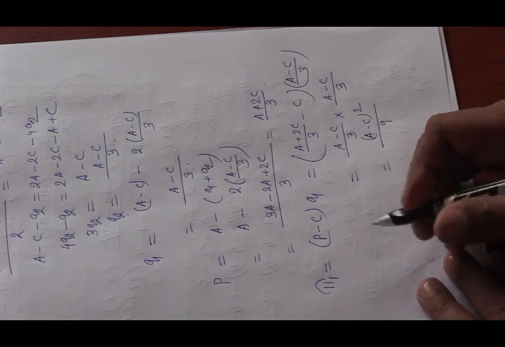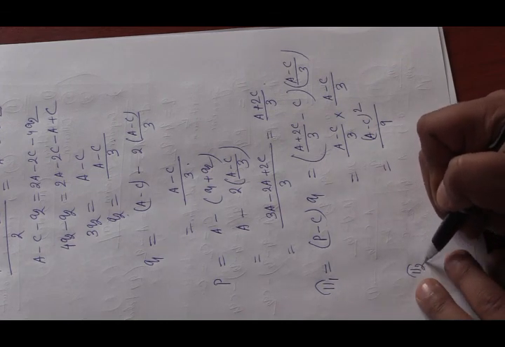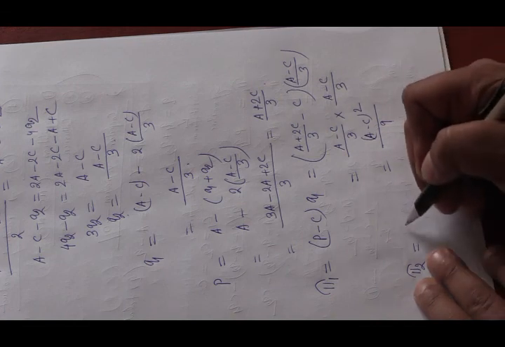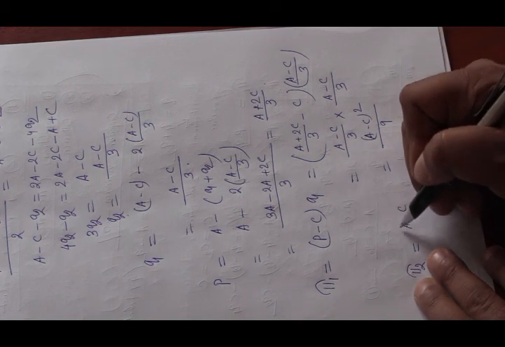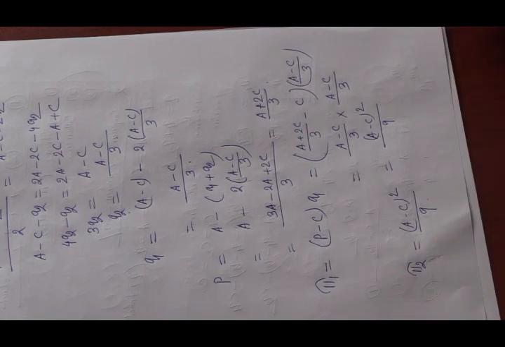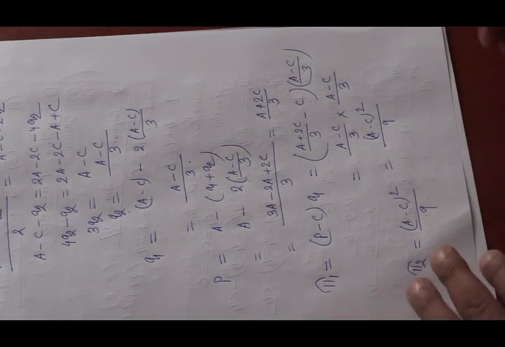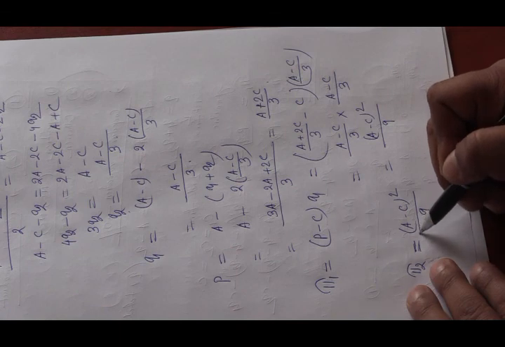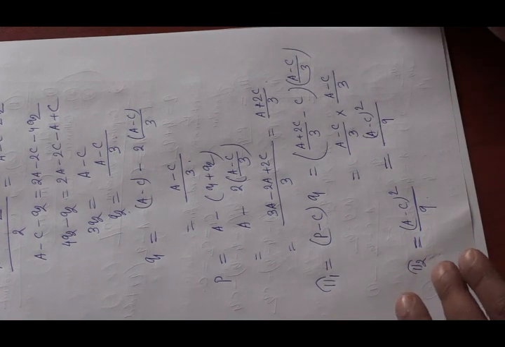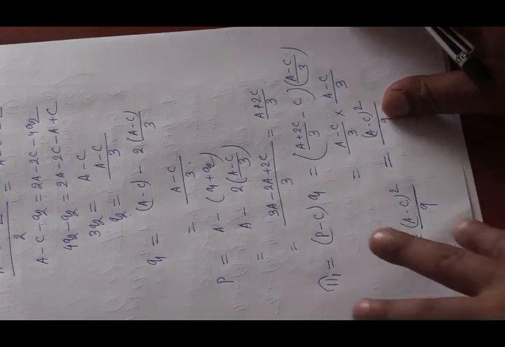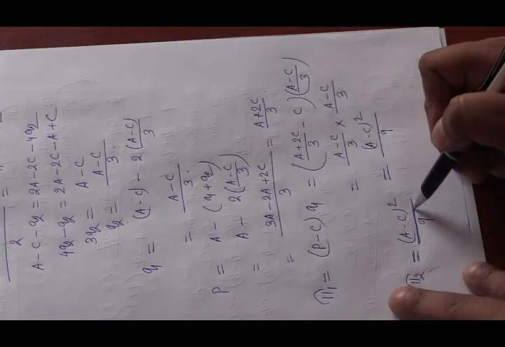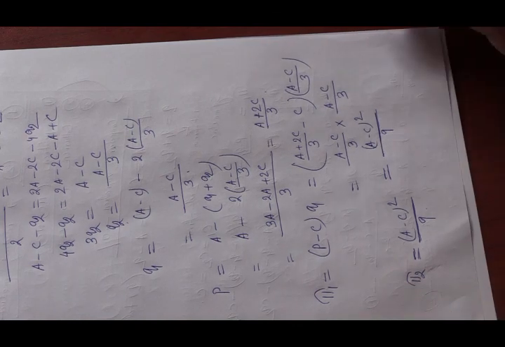So automatically the profit of firm 2 will also be equal to (A minus C) square by 9. So both firms will be enjoying the same profit if they are not cooperating with each other and they are acting as competitors of each other. So both profits will be equal, (A minus C) square by 9.